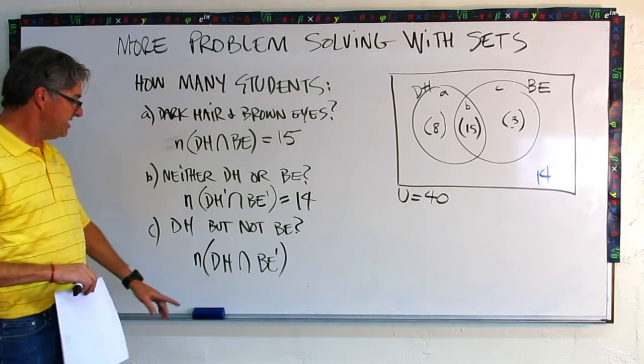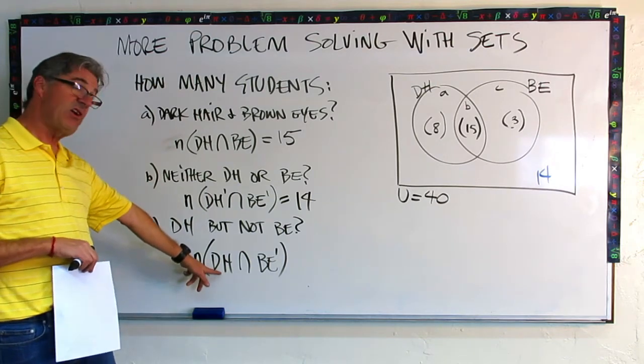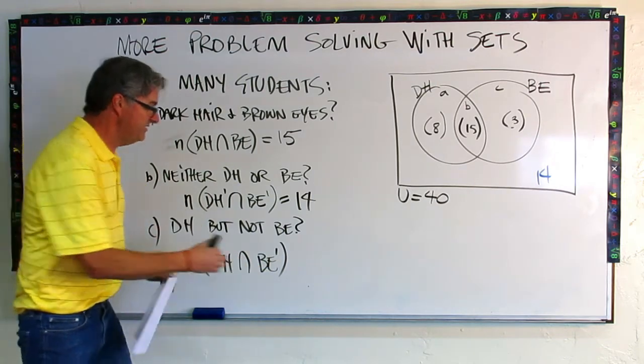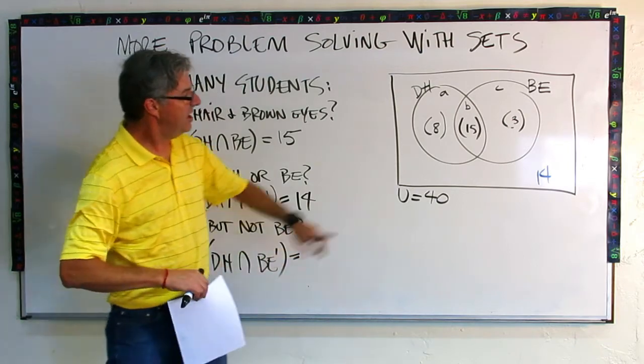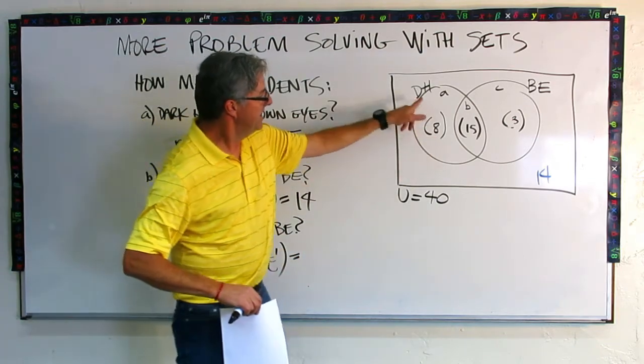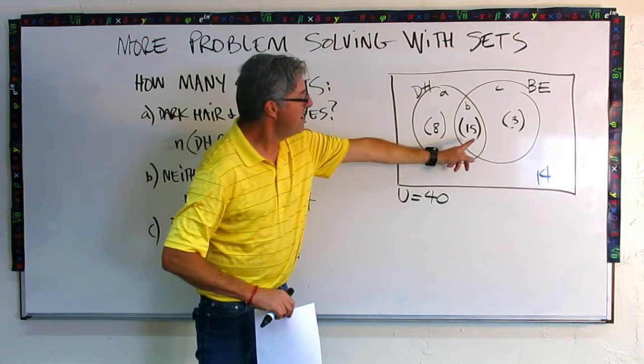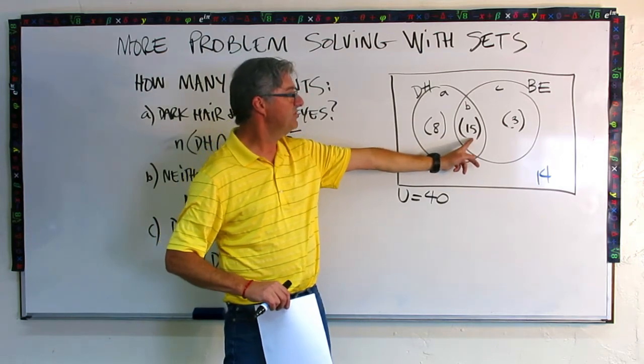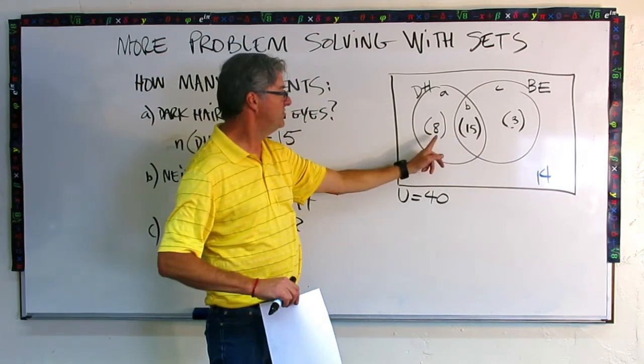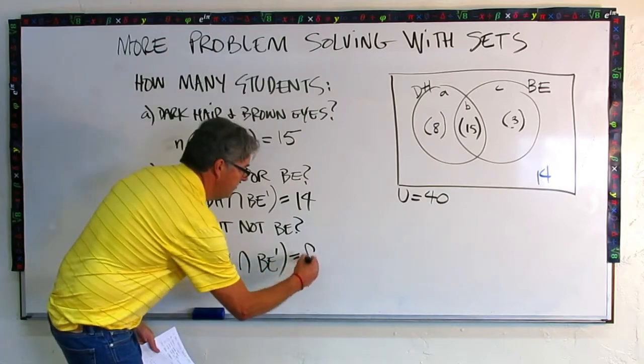So this is the intersection. Everybody who has dark hair but not brown eyes. And if you look at the diagram, that comes right from here. It's in the dark hair circle, but not in the intersection because these people do have brown eyes. So it's just these 8, and so that's what we put there.